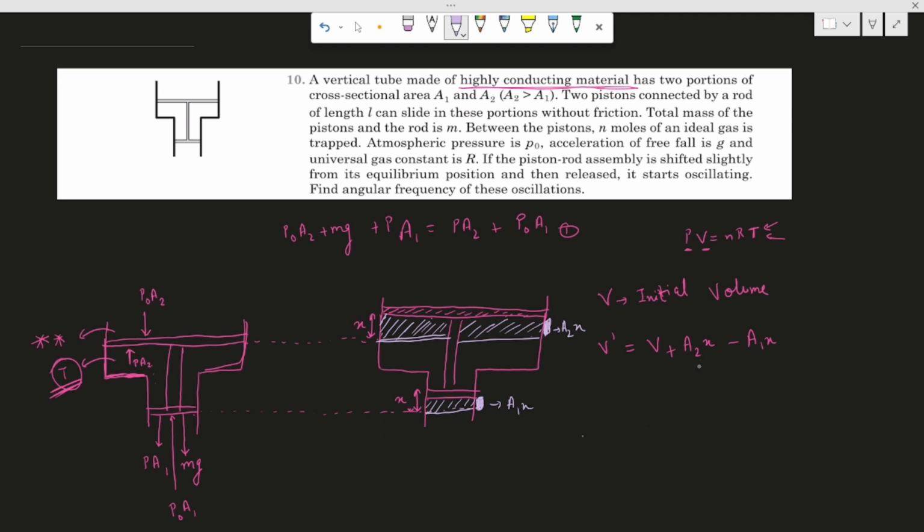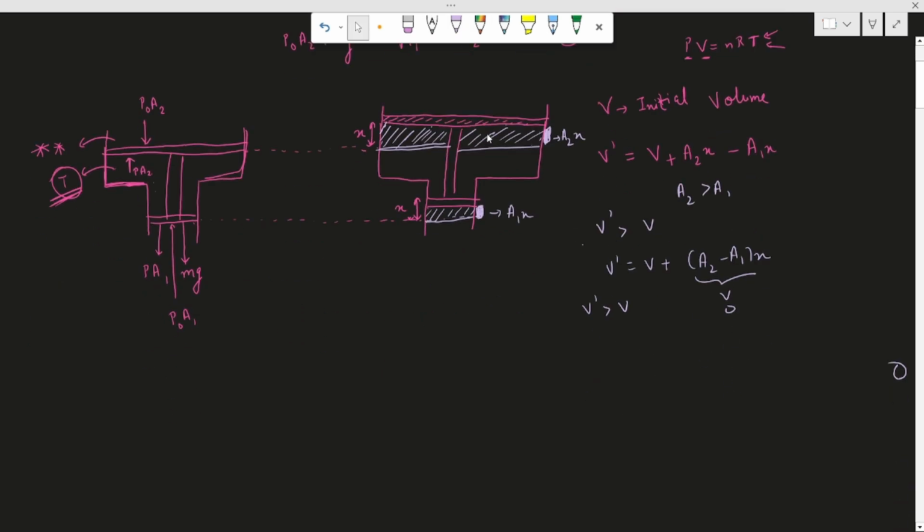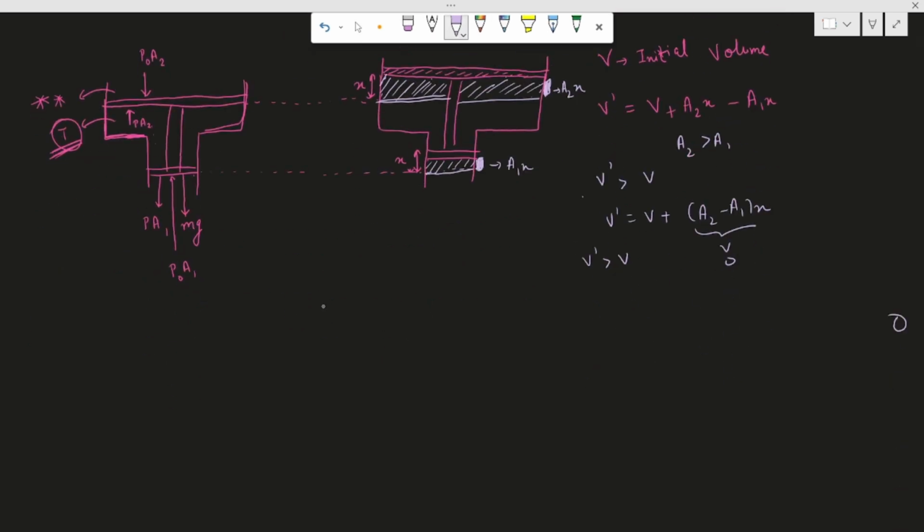So as A2 is greater than A1, V dash is greater than V, because V dash equal to V plus A2 minus A1 into x, and this is greater than 0. Now because temperature is constant and PV equal to nRT, since temperature is constant and volume is increasing, pressure will decrease. P dash is less than P.